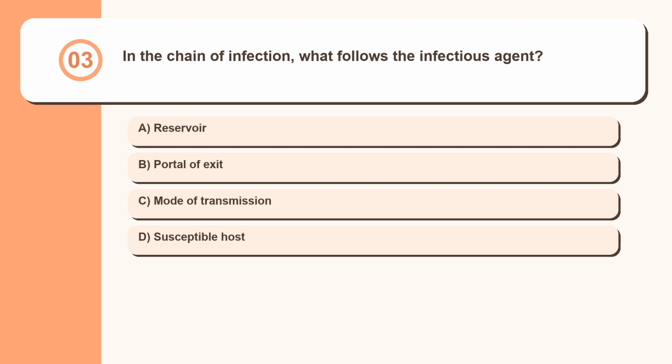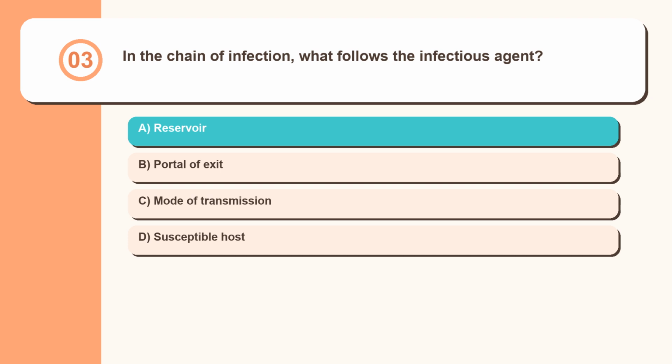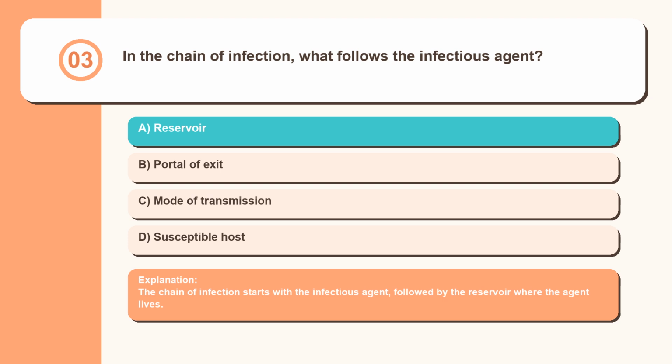Question 3. In the chain of infection, what follows the infectious agent? Reservoir, portal of exit, mode of transmission, susceptible host. The chain of infection starts with the infectious agent, followed by the reservoir where the agent lives.